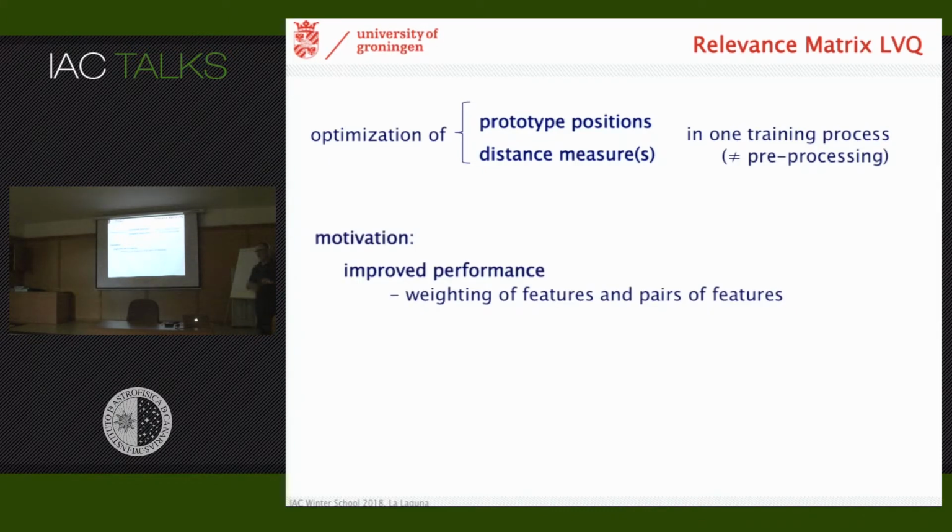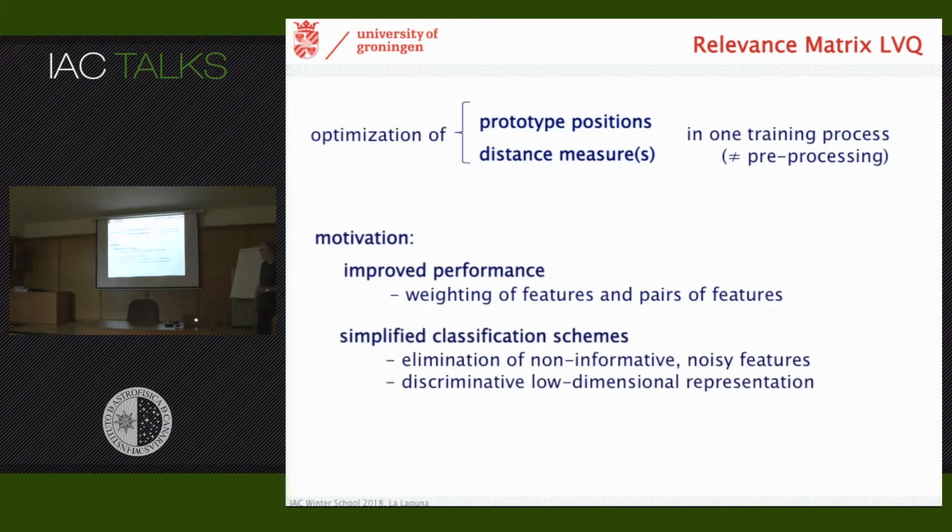The motivation is, of course, to get improved performance. The weighting of the features and the pairs of features should give us better performance of the classifier. That's the hope. We also can hope for simplified classification schemes. Why that? Because maybe some of the lambda jj become very small or 0. What does that tell us? Well, the classifier doesn't use that feature for the classification at all. It doesn't contribute to the distance measure. So we don't have to measure it at all. We can forget about it right away. We can come up with a simpler classification by omitting these non-informative features. Perhaps it's just noise, right?